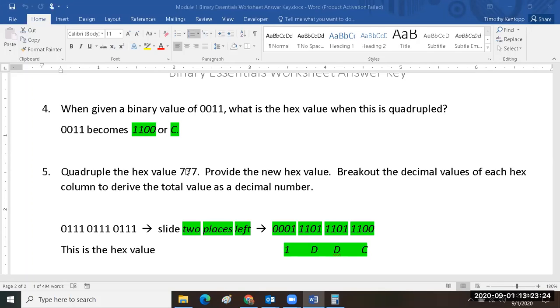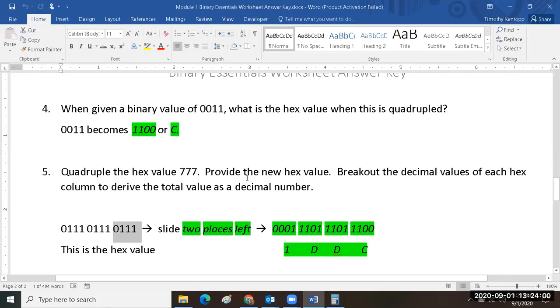Quadruple the hex value of 777. Don't let a trick question on the assessment throw you. Remember that this is hex and not decimal. We're not talking about an aircraft in decimal number. It's not 777. It's hex value 777. So we need to provide the new hex value. We have to use the binary values of 7, which collectively are 0111, 0111, 0111.